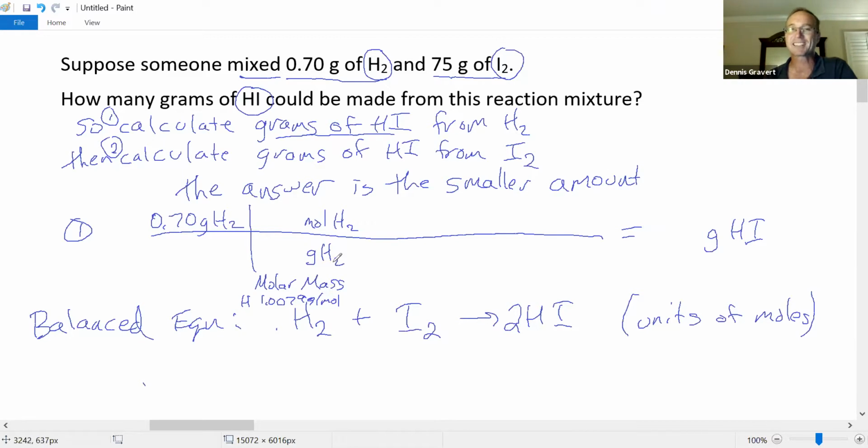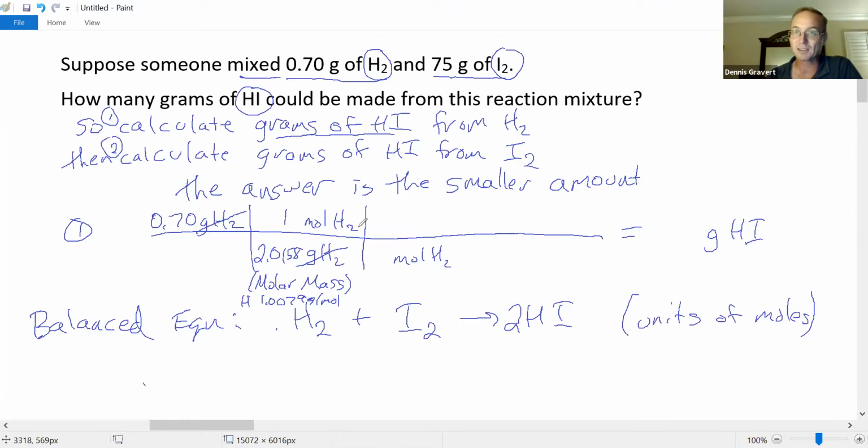Oh, but hydrogen gas comes in with 2, so we multiply that by 2. So there's 2.0158 grams of hydrogen gas in every 1 mole of H2. That's the molar mass of hydrogen gas. Cool, so we canceled out the grams H2, and now we're in moles of hydrogen gas.